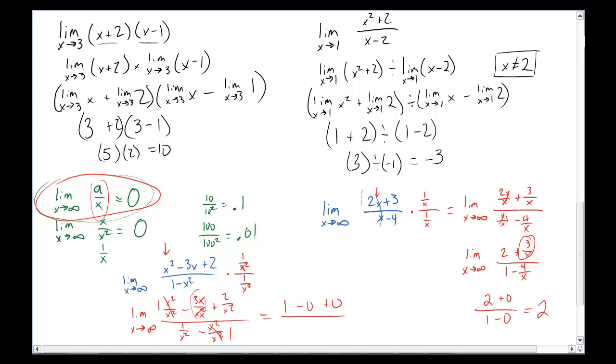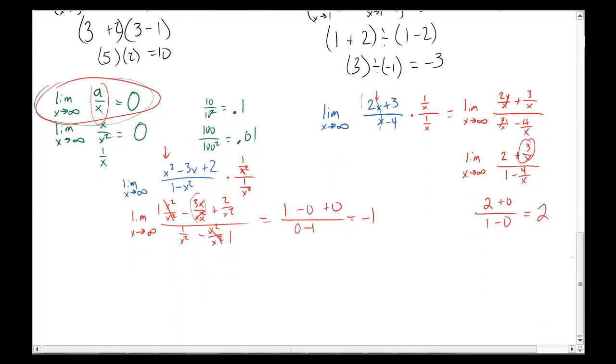On the bottom, I'm going to have 0 minus 1. And so I have 1 divided by negative 1, which is negative 1. So I got the answer. All right? So I want you to recognize that that's kind of what's going on. Okay? Now, just to kind of top this off, what's the point of this?